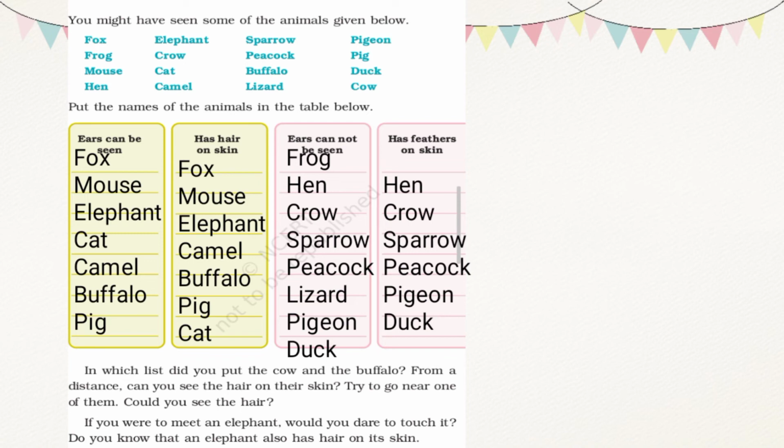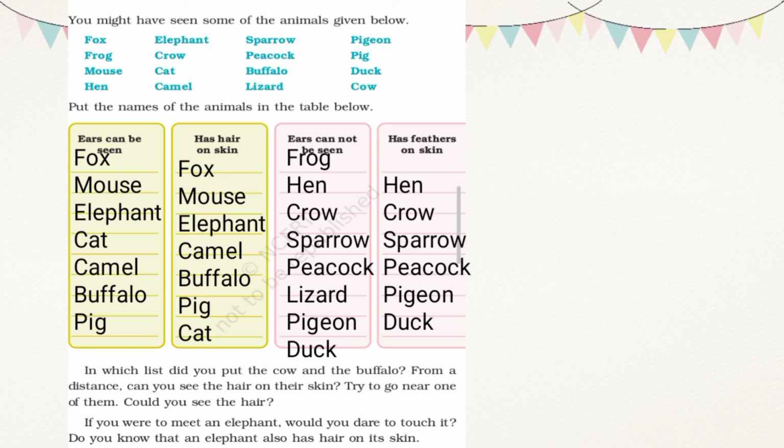Now let us list out the animals whose ears we cannot see, or are only in the form of a hole. Frog, hen, crow, sparrow, peacock, lizard, pigeon and duck. All these animals' ears we can't see. Let us list out the animals who have feathers on their skin. Hen, crow, sparrow, peacock, pigeon, duck. All these are the animals who have feathers on their body.